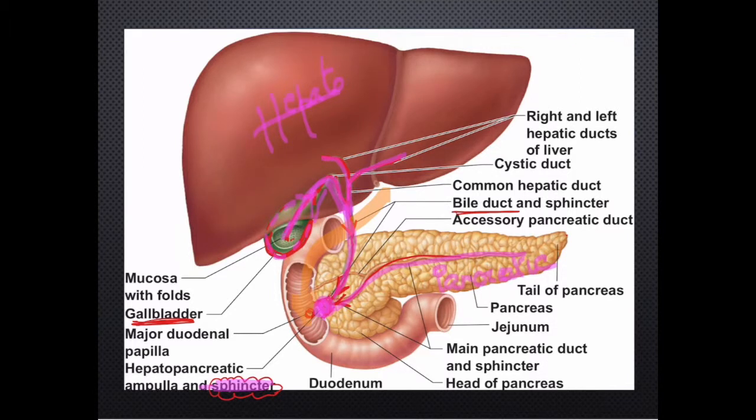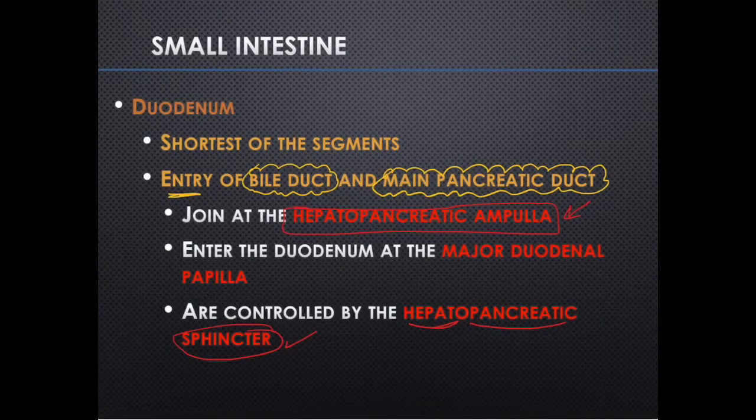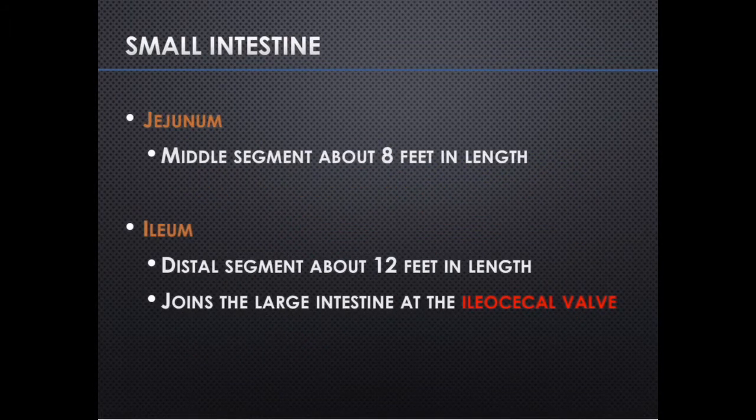You see on here, the next part of the small intestine is going to be my jejunum, and the jejunum is going to be the middle segment of the small intestine, and it's about 8 feet in length. Next part, and the most distal segment of the small intestine, which is almost 12 feet in length, is going to be the ileum.